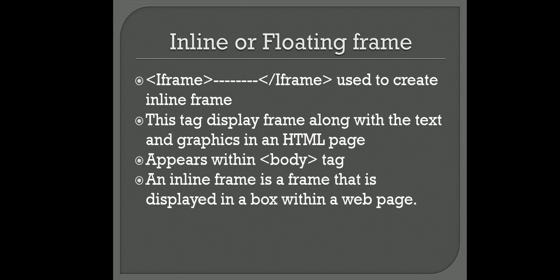The next topic we are going with is the inline frame. And what is an inline frame? It is also called a floating frame. If you want to display a frame along with text and graphics, then we use this type of floating frame. Text and graphics means certain images or certain things we want, then we use iframes, and it appears within your body tag; it doesn't require writing separately.